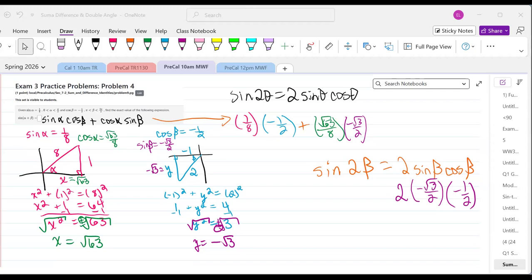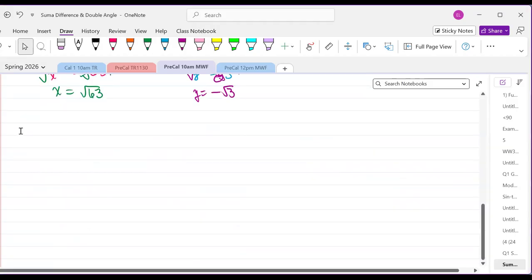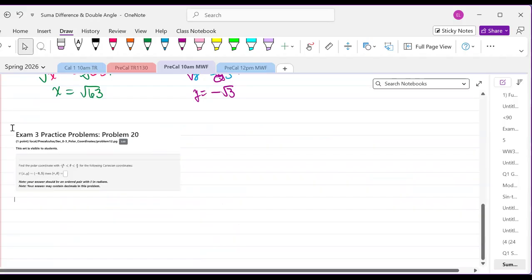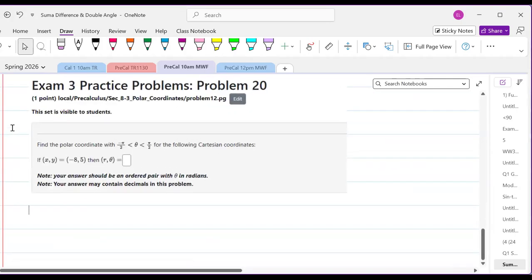All right, we had a request for some polar questions, so let's hop over there next. Practice problem number 20 is a good example for the first part of the polar question. We have: find the polar coordinate with negative pi over 2 less than theta less than pi over 2 for the following Cartesian coordinates. If x, y equals negative 8 comma 5, then r theta equals blank.